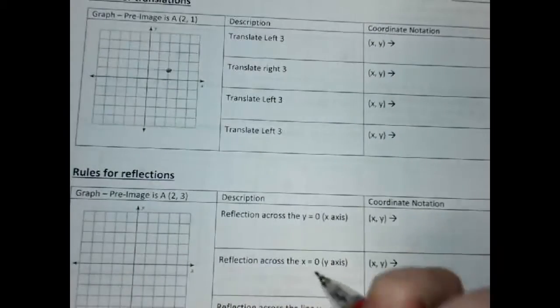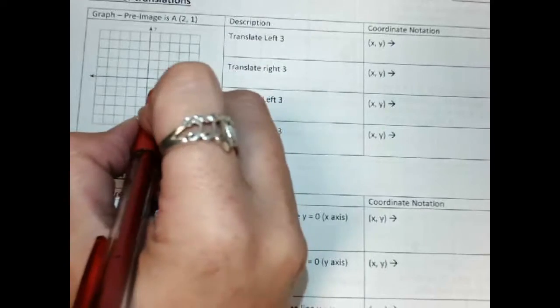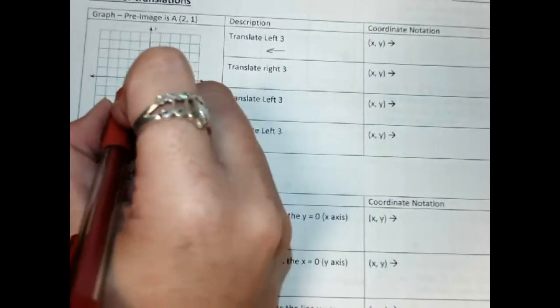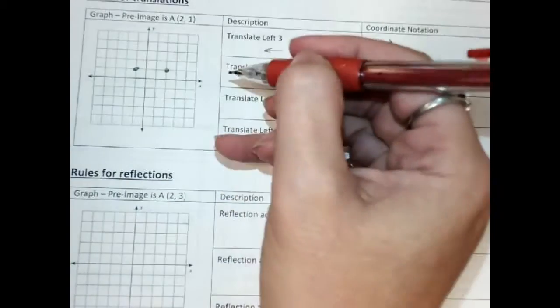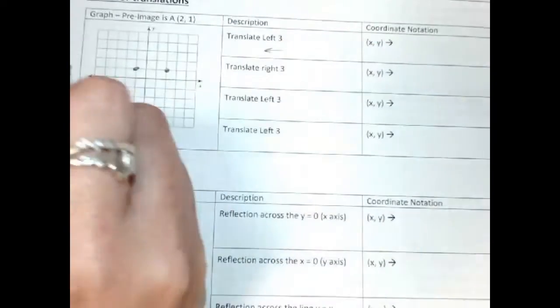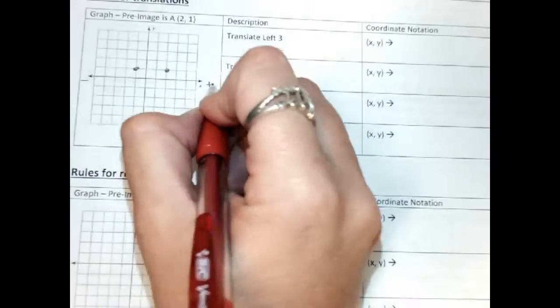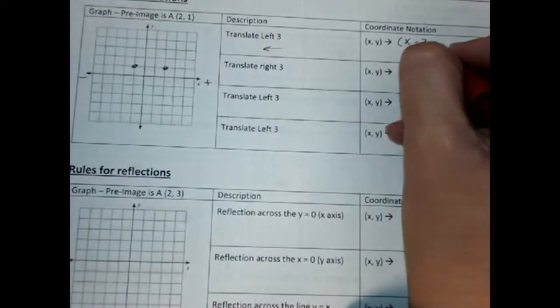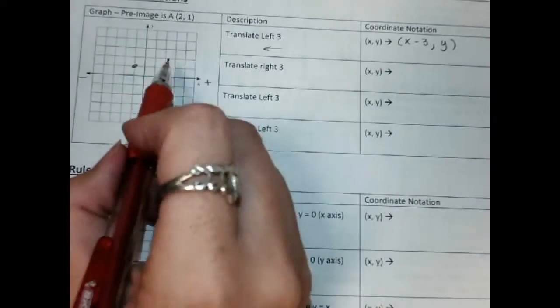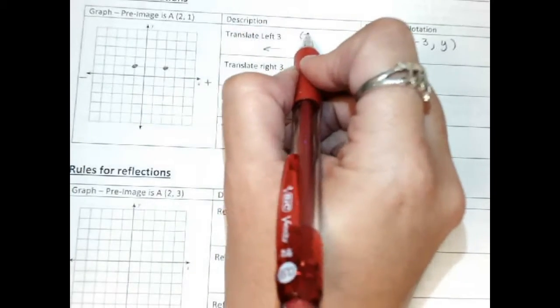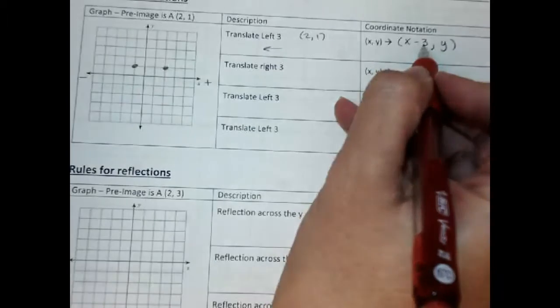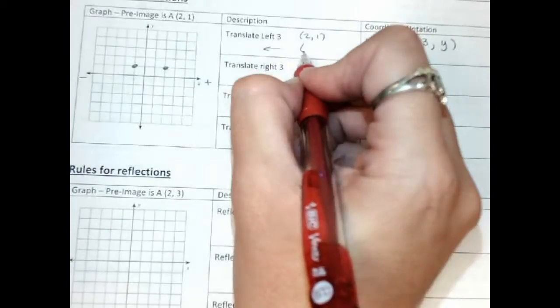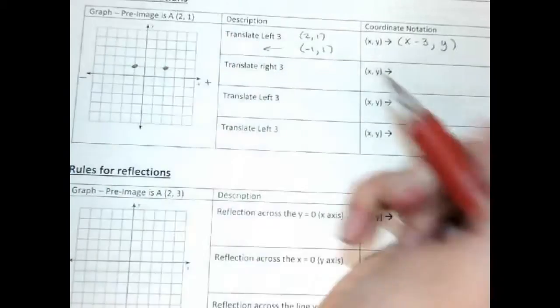And then it says, the first one is translate left 3 units. Well, if I go left 3 units, left is this way. It ends up right here. So what I did with my coordinates is when I'm going this way, that's the x-axis, and this end of the x-axis is negative and this end is positive. So that's going to be (x - 3, y). We can see that with our points also, because our original point was (2, 1), and if I subtract 3 from 2, 2 minus 3 is negative 1, so (-1, 1), and that's where I ended up right here.